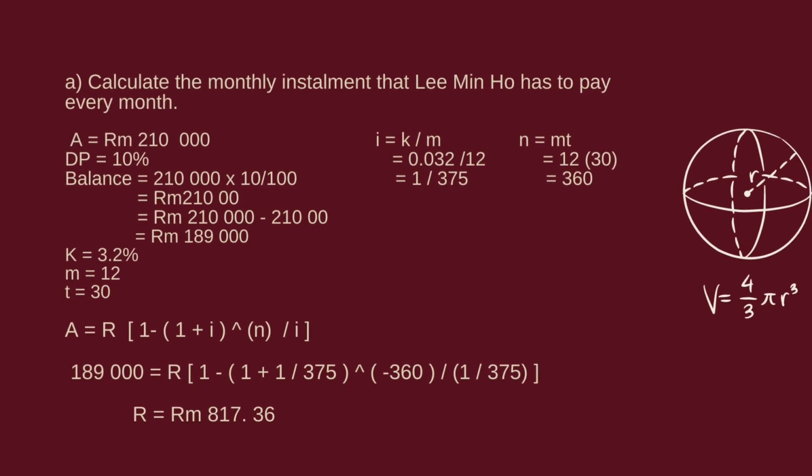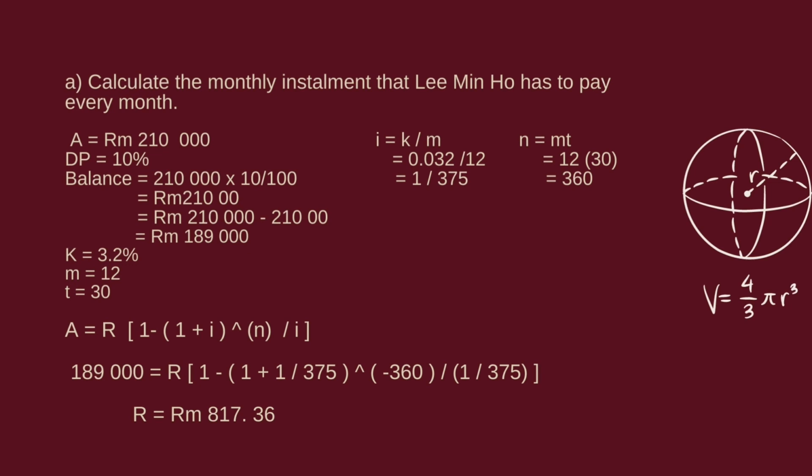First step, we need to identify the information that is given in question 1. Given the annuity present value is 210,000 ringgit Malaysia before a down payment of 10%, then we need to deduct 10% from the 210,000 ringgit Malaysia and we will get 189,000 ringgit Malaysia. Then, interest rate K is 3.2%, frequency of conversion M is 12, and term of loan T is 30.